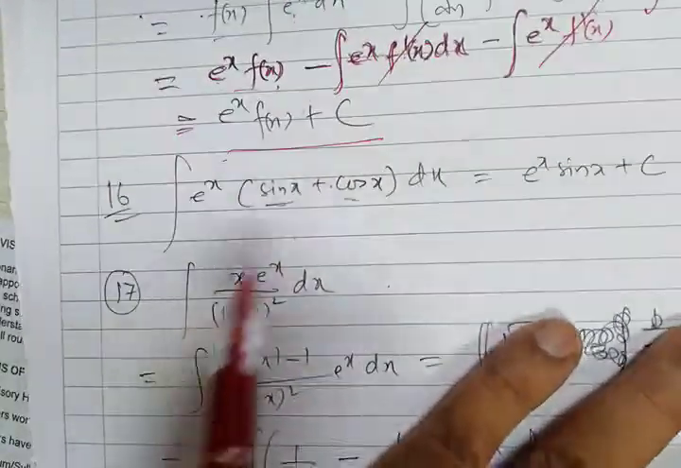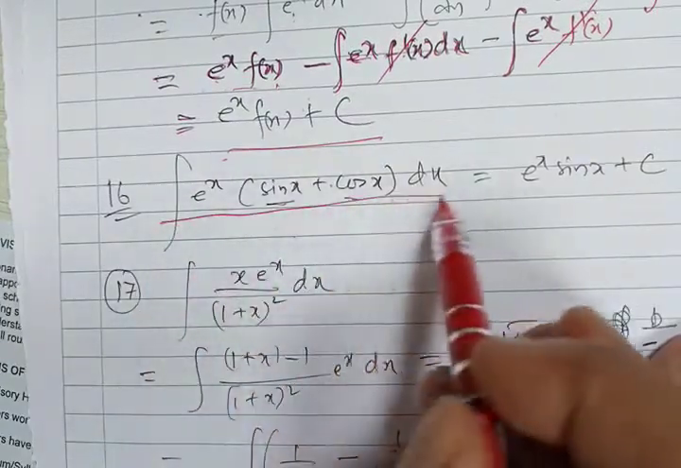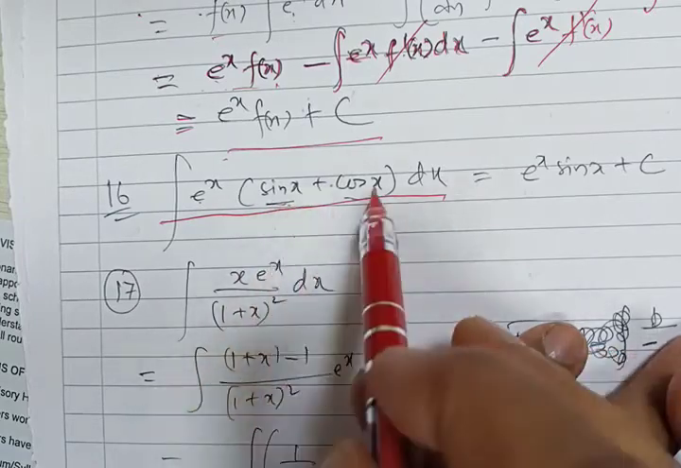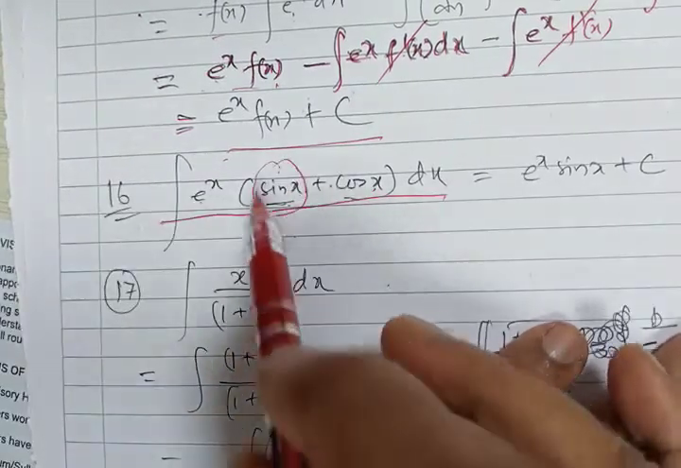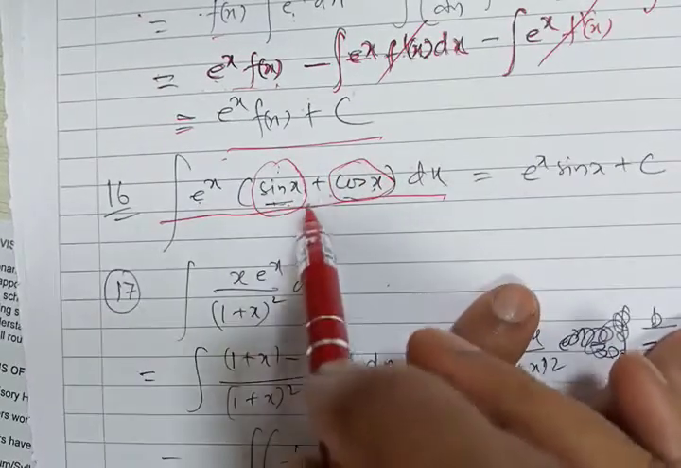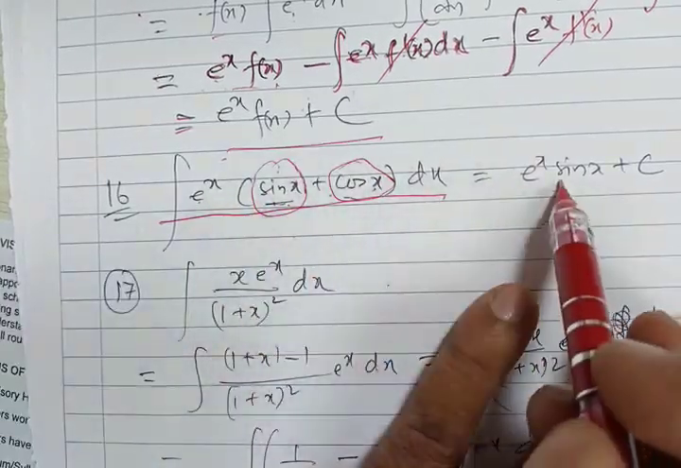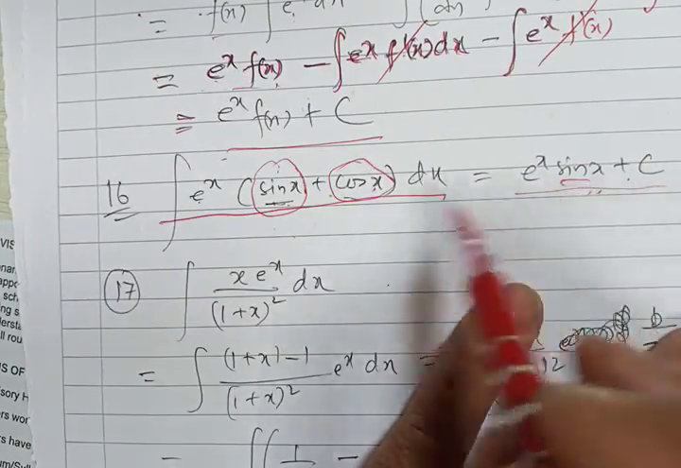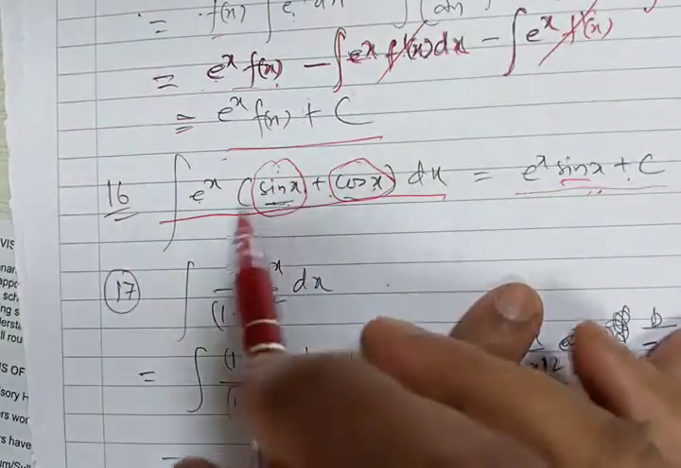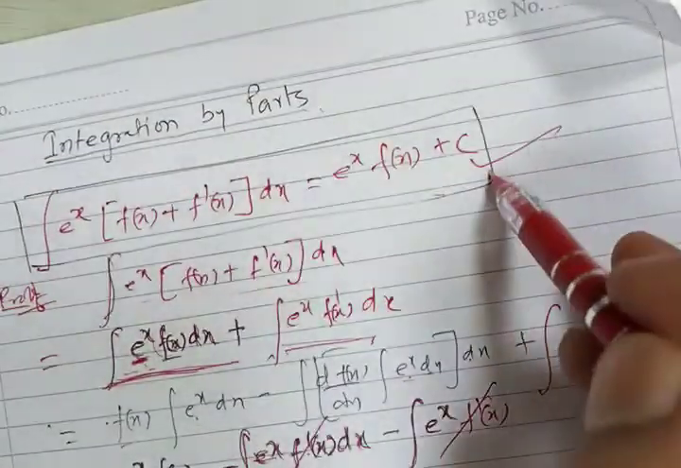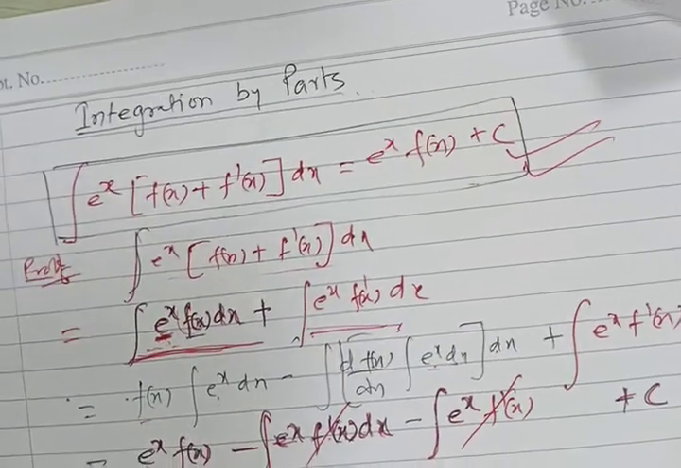Now I am doing question number 16. This is a 1 mark question. E to the power x (sin x plus cos x). If we take f(x) as sin x, then f'(x) will be cos x. Then the answer will be e to the power x f(x) plus c. So directly you can write the answer. No need to show it like that. This is an important formula. So we'll do it like this.